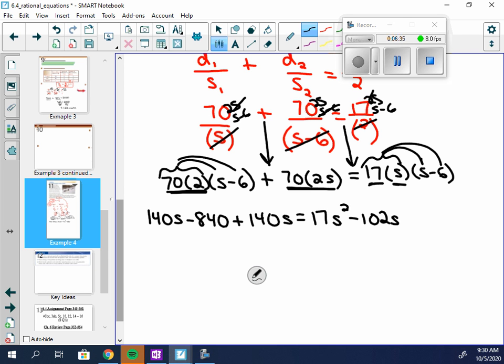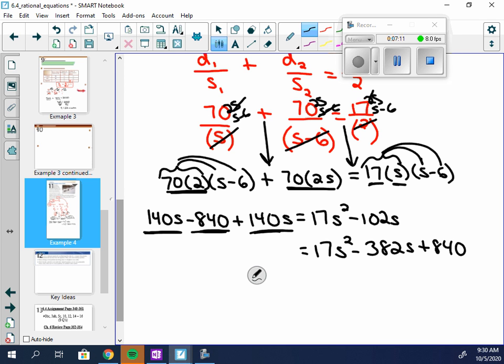Okay, so now it's quadratic, but it's kind of all over the place. We can only solve quadratics if we set them equal to 0. So I'm going to move everything to the right side so that my s squared stays positive. These two together here are 280s, so I'm going to minus that over to the other side. And this one stays here. And if I minus that over, I get negative 382s. And then I also need to add my 840 over to the other side.